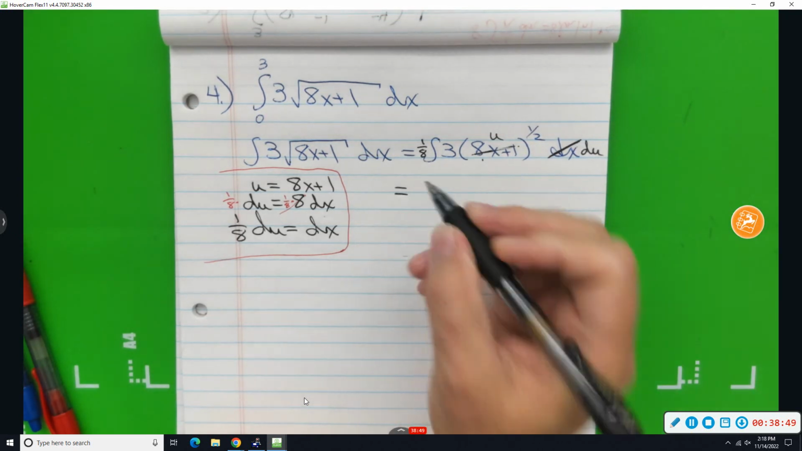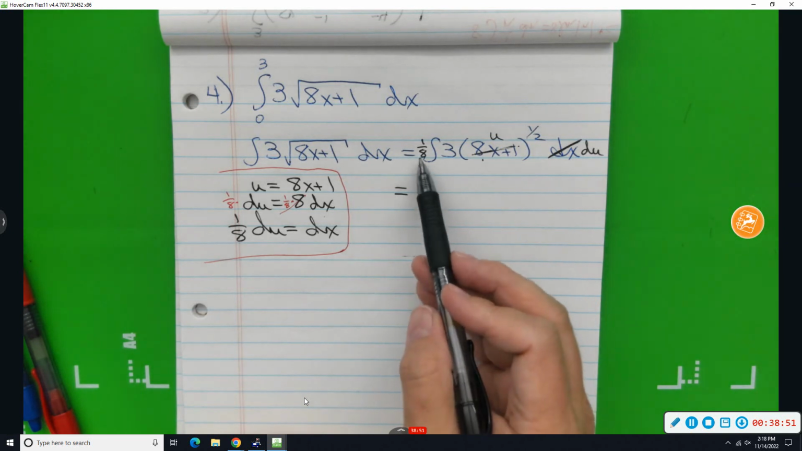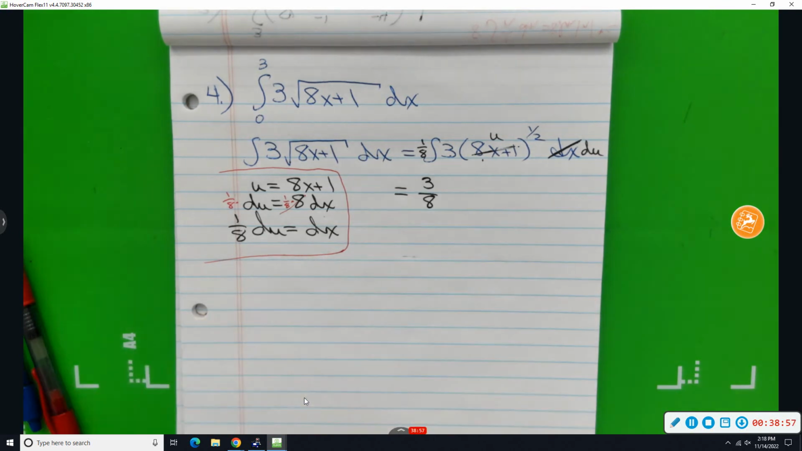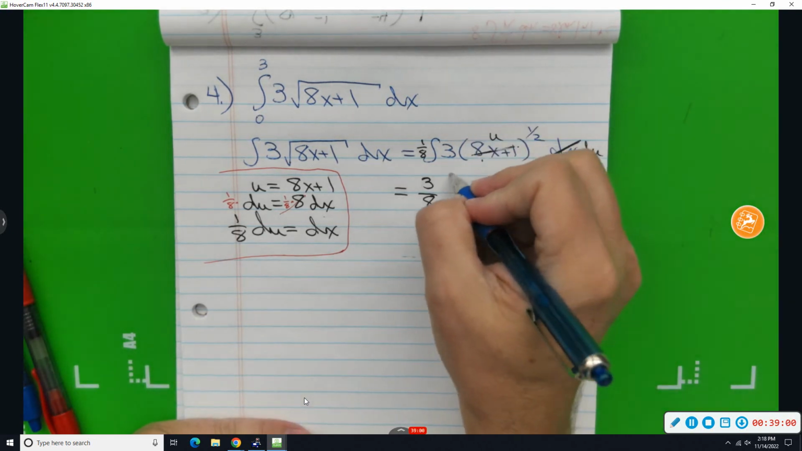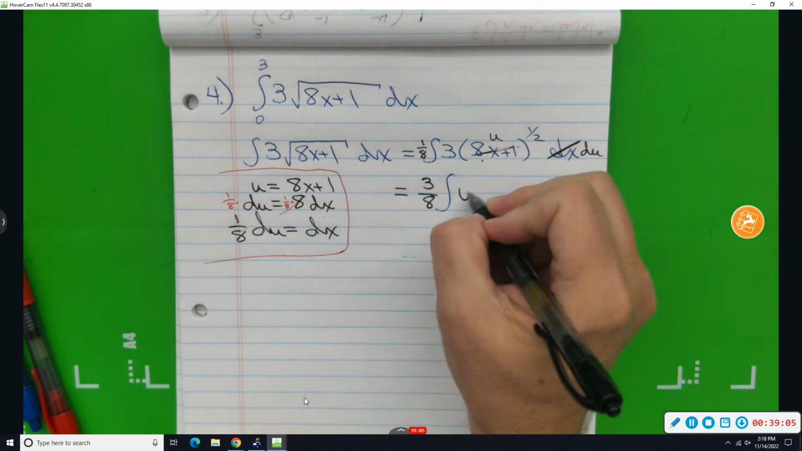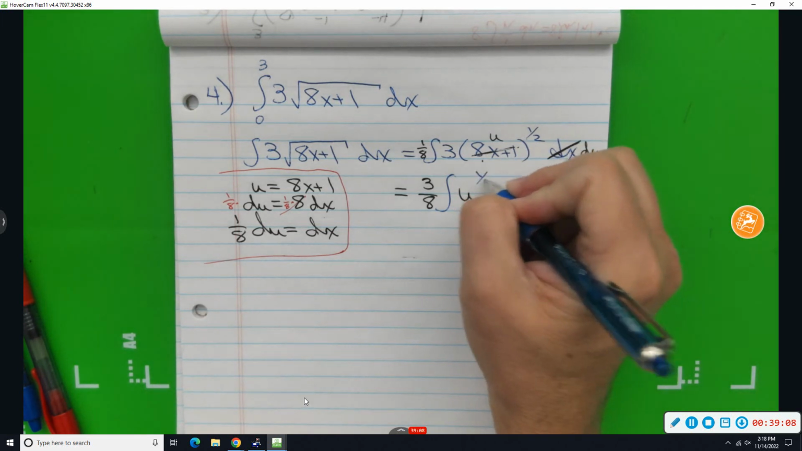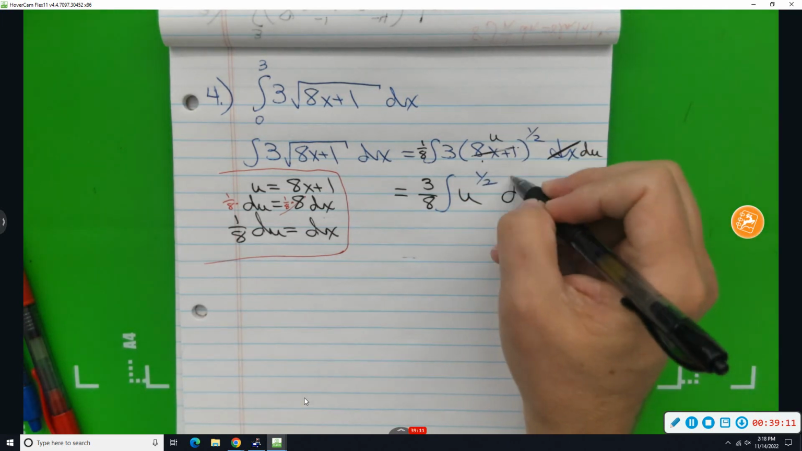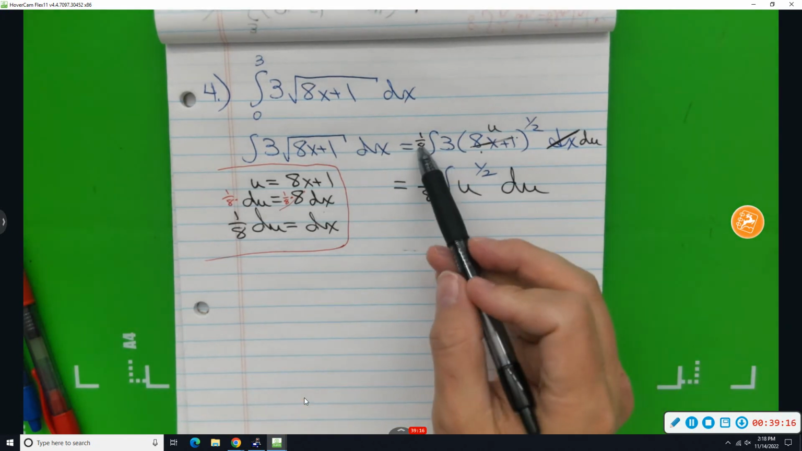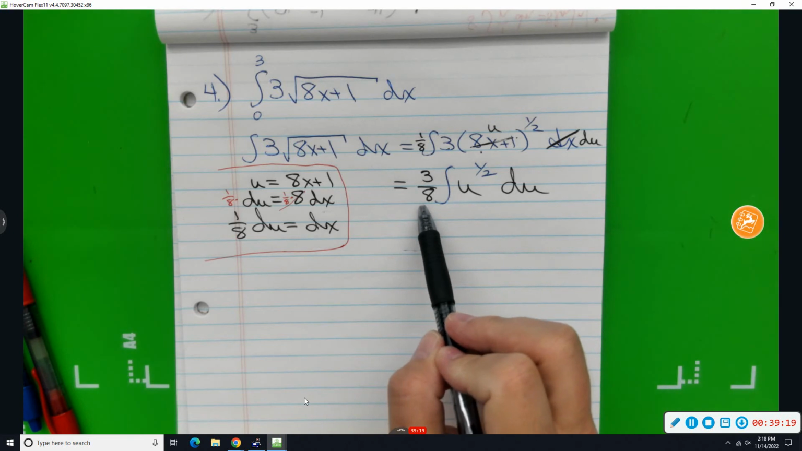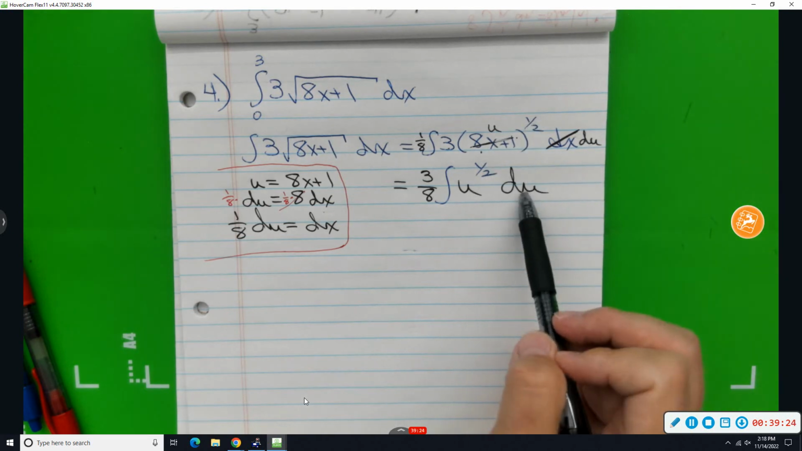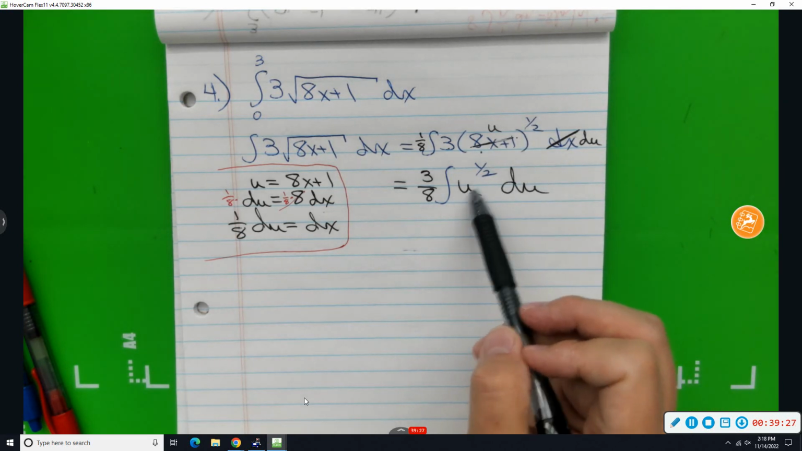Let's clean this up. 1/8 times 3. That's 3/8. So I'll write the 3/8 times the indefinite integral of u to the 1/2 du. Three times 1/8 became 3/8. We have a u to the 1/2 du, and we know how to anti-differentiate u to a power.